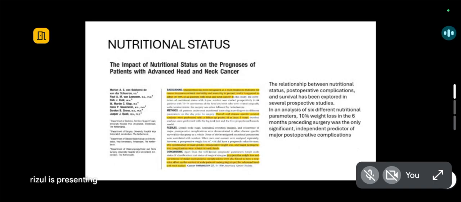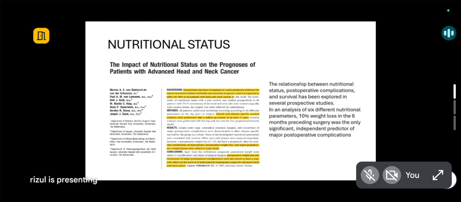Another factor is the nutritional status. What is the impact of nutritional status on the prognosis of patients with head and neck cancers? The relationship between nutritional status, post-operative complications, and survival has been explored in several prospective studies. In analysis of various nutritional parameters, the main parameter was 10% weight loss in the 6 months preceding the surgery. It was the only significant and independent predictor of major post-operative complications.